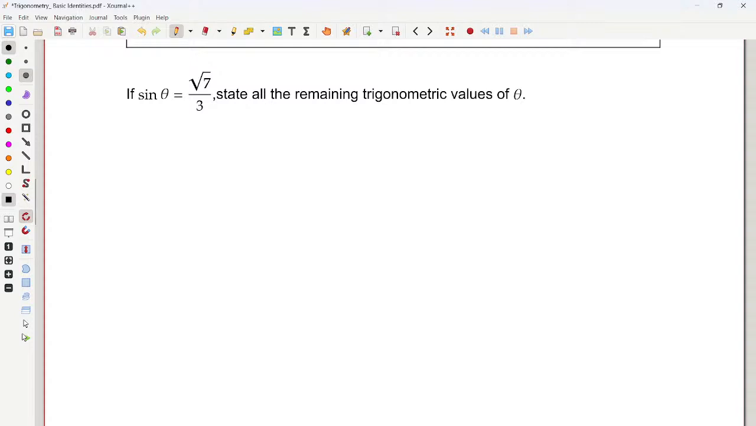Now, how are these used? We did a question similar to this before our spring break. We're going to look at it under a new microscope, under a new set of lenses. If sine of theta is root 7 over 3, state all the remaining trig values.